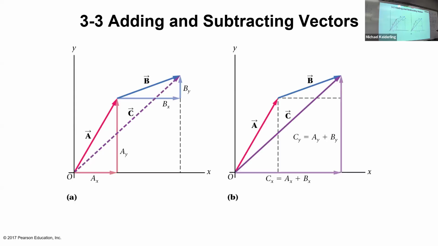So there's sort of two approaches. You can draw them and connect them. And here you can see the individual components, AX, AY, BX, BY. So CX is AX plus BX. CY is AY plus BY. And that allows you to work out C. So most of the time when you're doing calculations, you will be adding components.